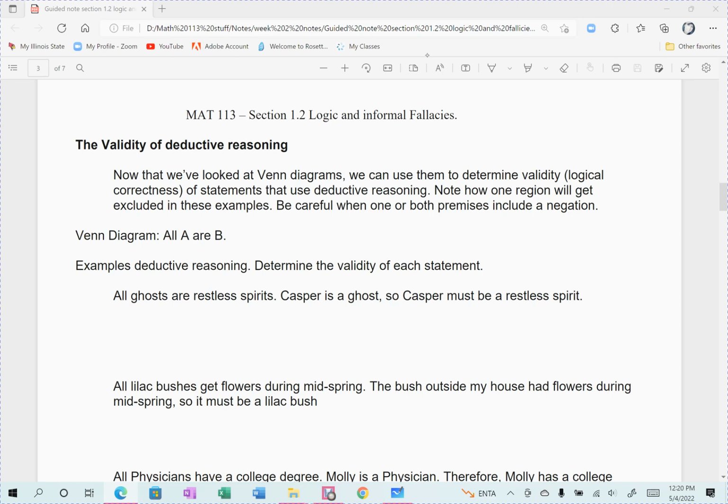So again, when we do these, we draw the circles. There will be regions of the circles that are empty, and that happens. And again, you have to be careful with negations, meaning things that are not included, because those are the ones you have to be careful with. Remember, we're not in that circle at all.